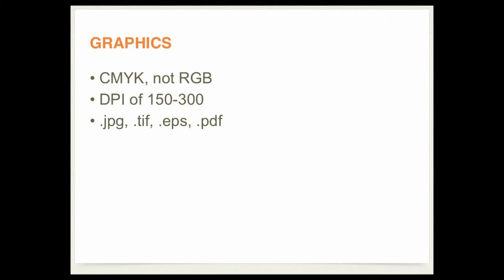Second, DPI. DPI is dots per inch. Digital graphics, those that are meant for computers or the web, a TV, anything that's not printed, are often saved in 72 DPI. In print, however, they need to be at least 150 and at max 300 DPI. This gives the images the best quality possible for print. Third, you should use JPEG, TIFF, EPS, or PDF image files. These file formats save images with better resolutions and more color options, which make them more ideal for print.